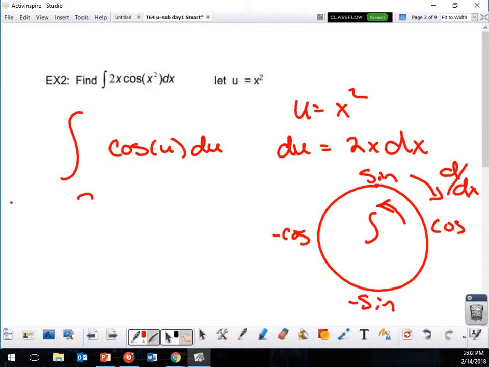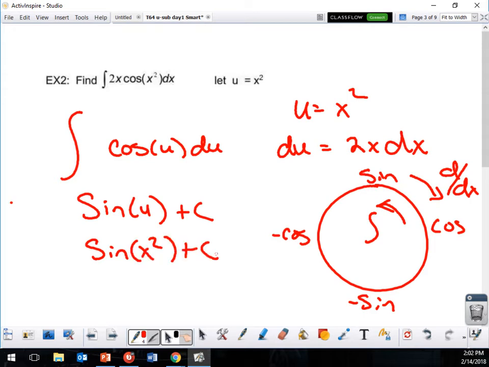So it's going to be sine of u, plus c. Let's put it back. So it's going to become sine of x squared plus c. So that's it.